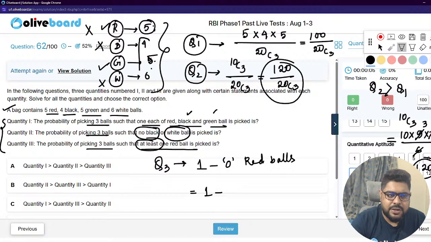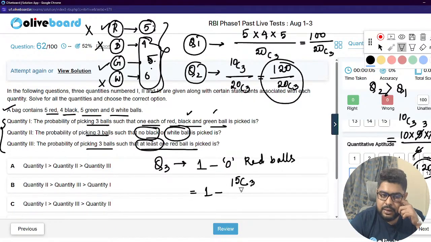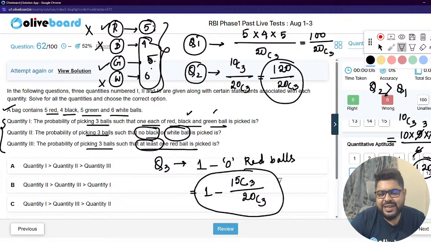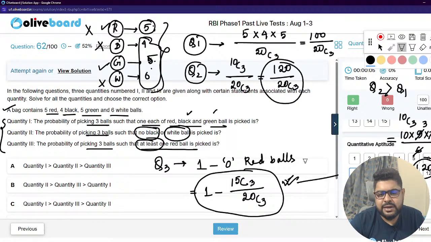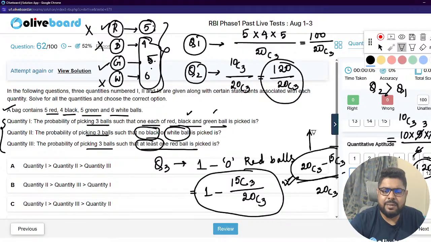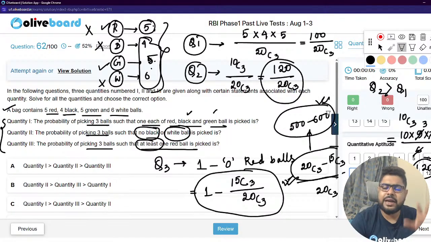So 1 minus 0 red balls means I'll not pick any red balls. Meaning I'll pick my balls from here, that is 15 में से sir 3 out of sir 20 में से 3. Now whatever you do ना, ये बहुत बड़ा होगा. If you calculate, it will be sir 20C3 minus 15C3 divided by 20C3. So this numerator will be much higher than this 100 or 120. This will be in the 500, 600 range. बहुत बड़ा होगा.